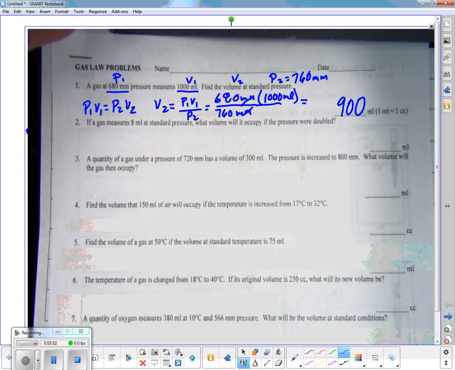Okay, a gas measures 8 milliliters, what is that? Volume. At standard pressure, what is standard pressure? I can pay atmospheres. Yeah, let's do 1 atm. Okay, what volume will it occupy if the pressure is doubled? So I'm looking for V2. Well, this makes it easy. If I use atmospheres, pressure doubled is 2 atmospheres, right?